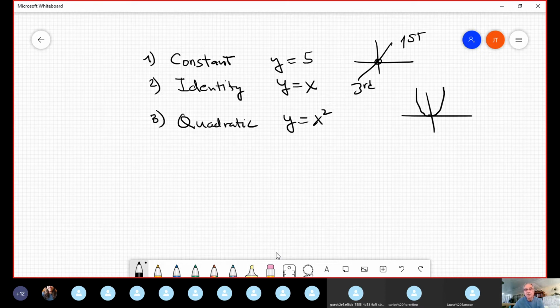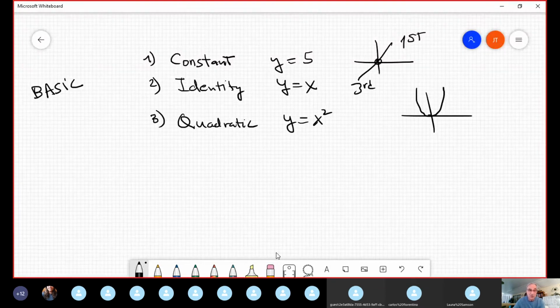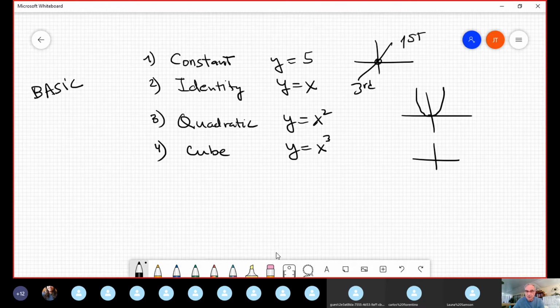Open up. Let's see different options. Open up, open down, and so on. But this is the basic. We studied the basic without transformation. Number 4 was cubic, no? Cubic is y equal x cubed. X cubed looks like that.